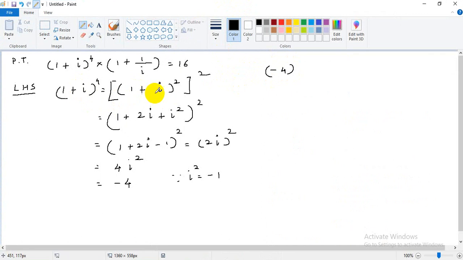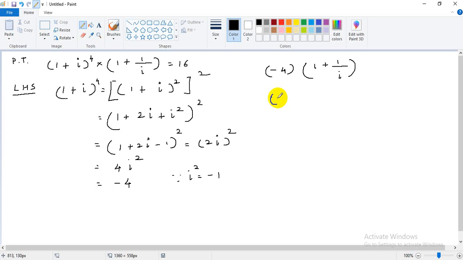(1 + i) चा स्क्वेअरचा स्क्वेअर, 1 + 2i + i². i² is -1. So 1 - 1 हे कॅन्सल झालं. 2i remained, त्याचा स्क्वेअर 4i², and i² is -1, so it is -4. That is right. Now that is to be multiplied by 1 + 1/i. So what will be that? काय होईल बघा, it is -4.